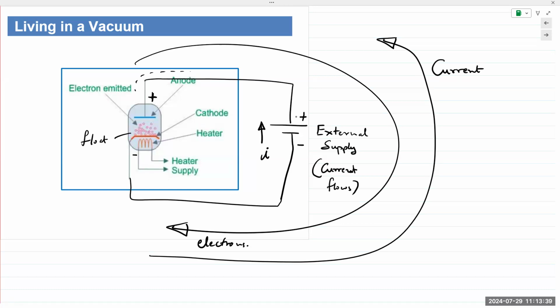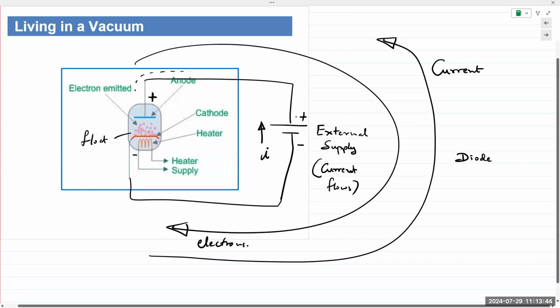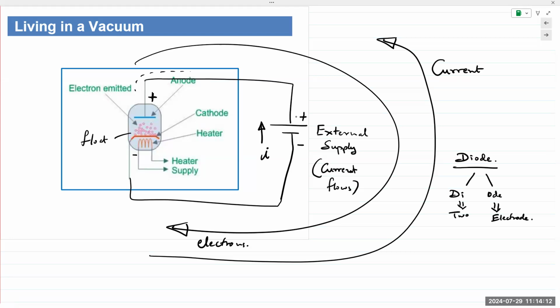And the name for this vacuum tube was a diode. It comes from the fact that Di stands for 2, and the ode, it's not ode to joy, it's an electrode. So 2 electrode device, diode. This was the earliest form of a vacuum tube.